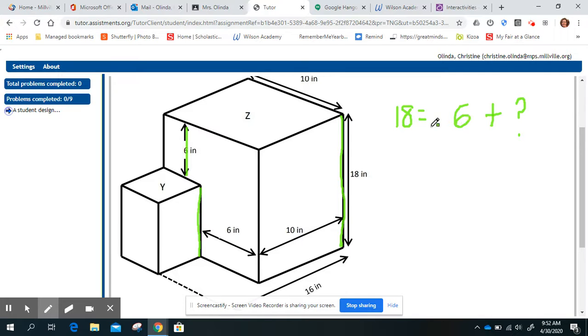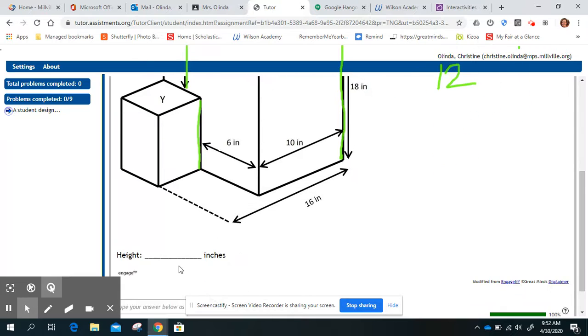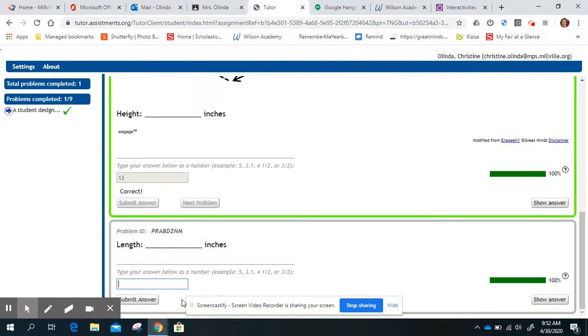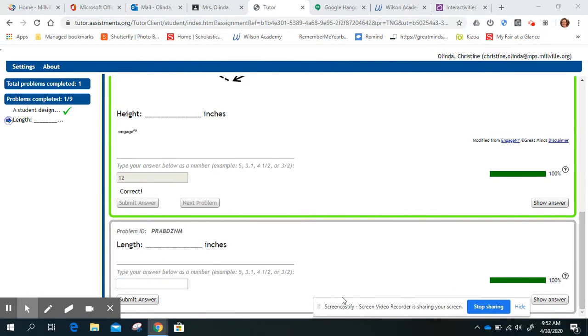So what number plus 6 equals 18? And the answer is 12. And so the height will be 12, and I could type that in the box. And we got it correct, and we can move to the next question. Remember, you're not ever going to click show answer.